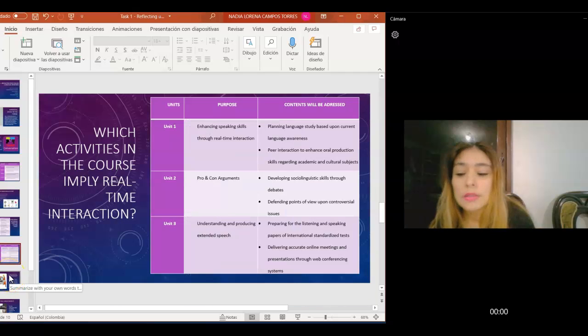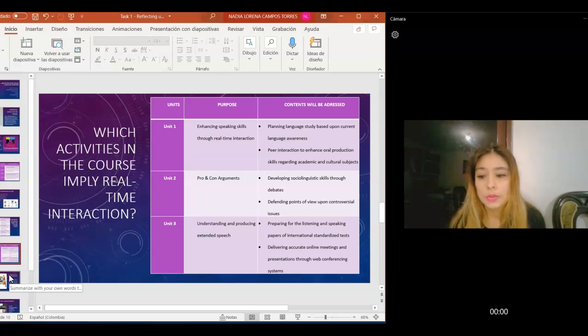Which activities in the course imply real-time interaction? Well, I think that all courses have this type of activities. But we have in the unit 1, enhancing speaking skills through real-time interaction, and its contents are planning language study based on current language awareness, peer interaction to enhance oral production skills, and reading academic and cultural subjects.